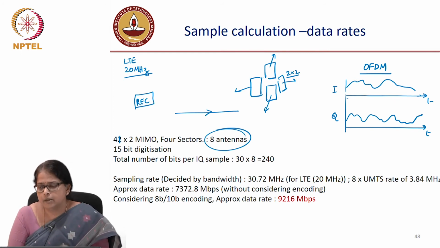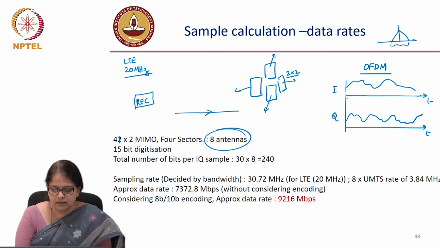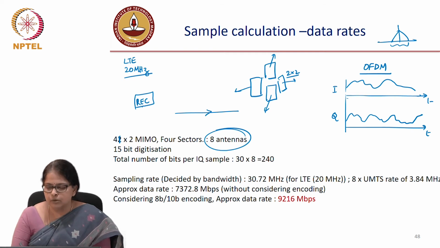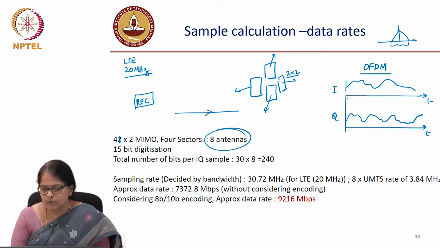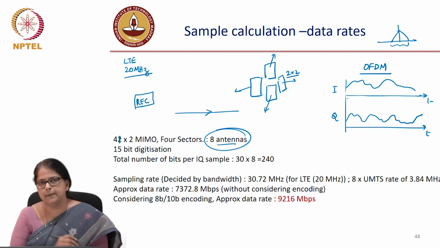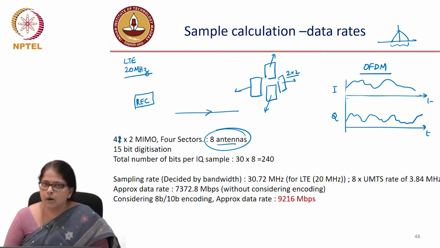So you're talking about transmitting a 20 megahertz bandwidth signal from the BBU to the remote radio head. And the remote radio head requires this data for 8 antennas. They are all time division multiplexed and sent. So how is this done?